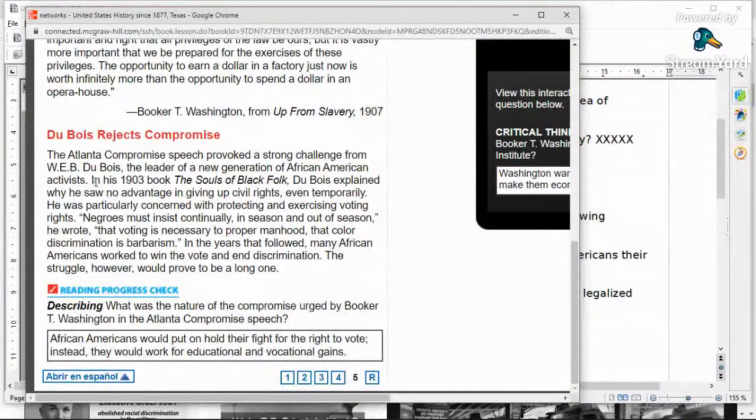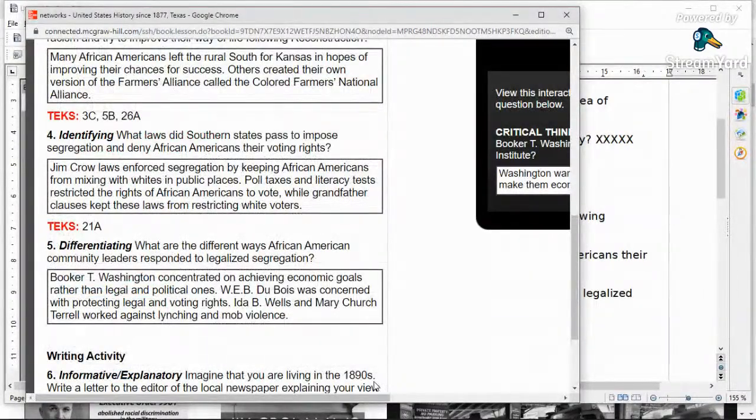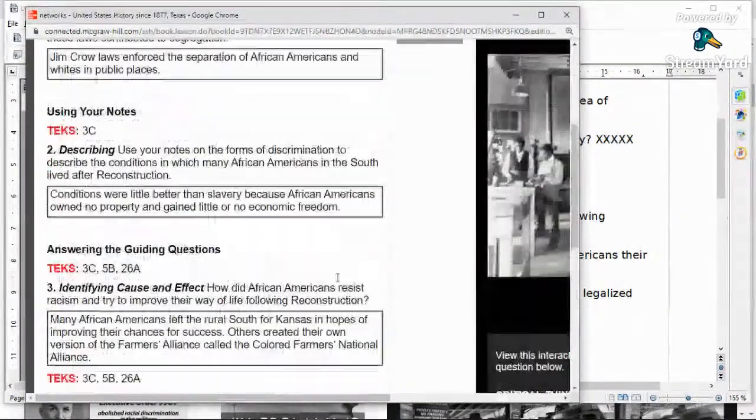And then Du Bois rejects this compromise. Okay, so W.E.B. Du Bois was against this. He said that, hey, there's no advantage to giving up civil rights. Okay, his idea is that, yes, we need to be educated, but we need to have civil rights also. Okay, we need to have civil rights also, and to vote and all of these things. So guys, that ends this section.